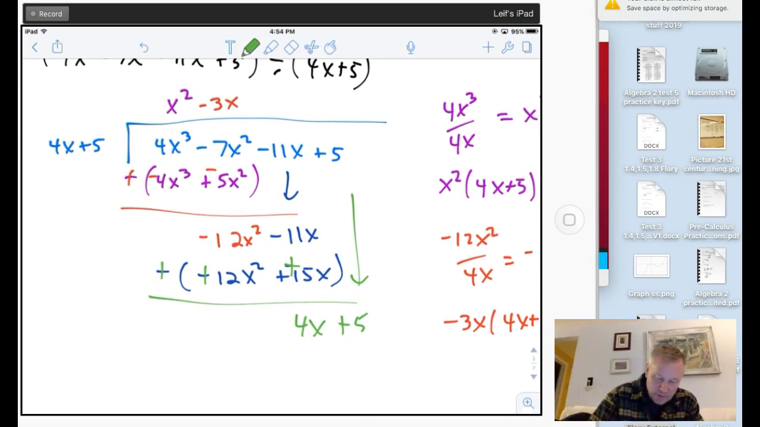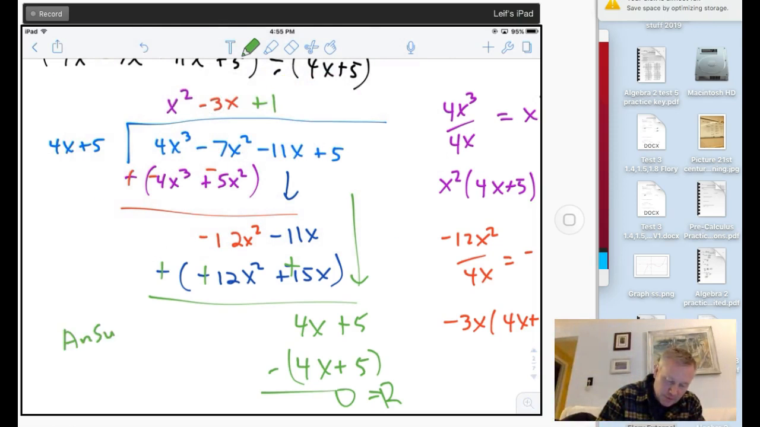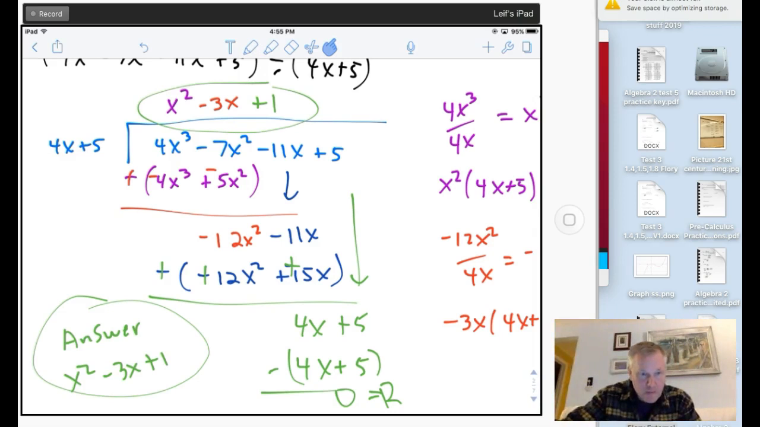And this was kind of nice because that goes into it once. And I get 4x plus 5 when I multiply the 1 times the 5, 4x plus 5. Put it down underneath, subtract, you get 0, no remainder, which means that my answer is this. After you're done dividing, it's x squared minus 3x plus 1, which I just got off the top up here. Okay? And that's how you do the long division.